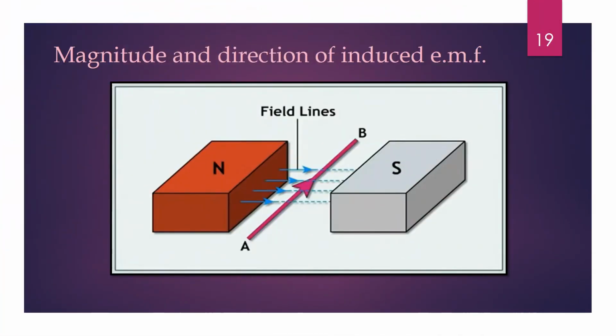The direction of the induced EMF depends upon whether there is an increase or decrease in the magnetic flux.